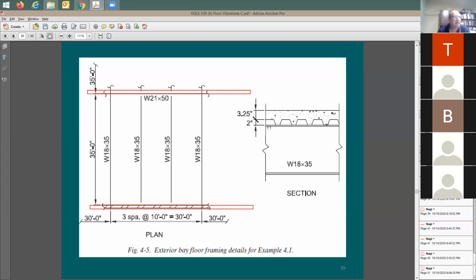Excellent. This sounds like a good quiz or maybe an exam problem, right? This is going to be simple, and you can show me exactly if you understand how to use the equations. Okay.